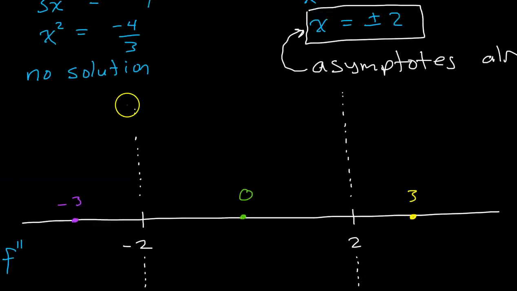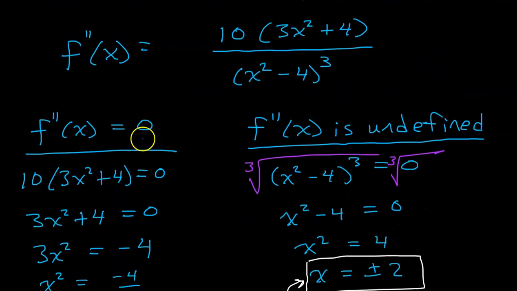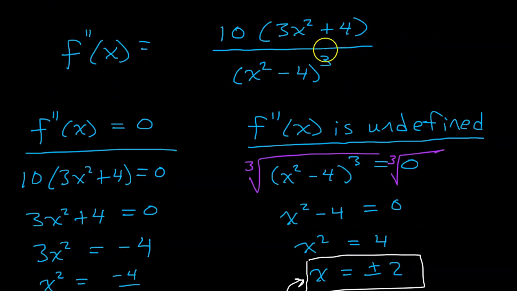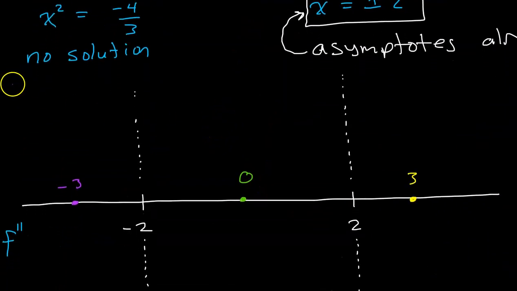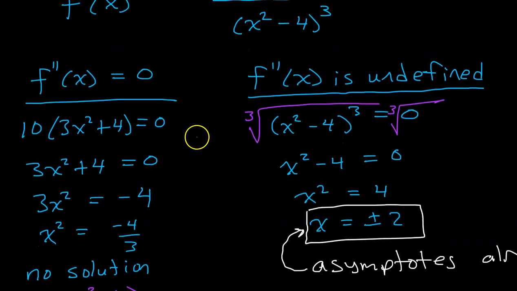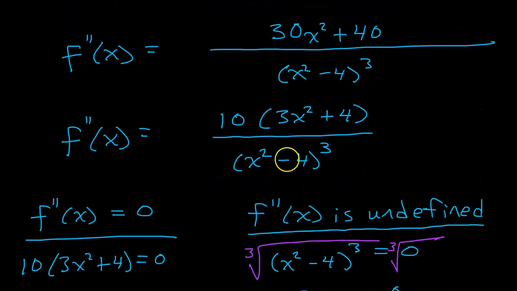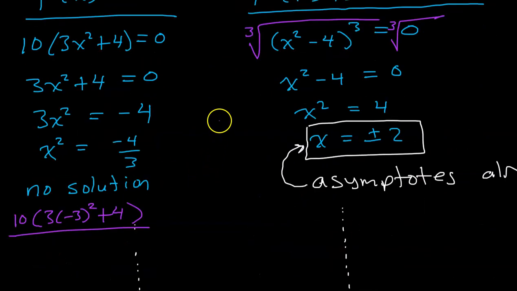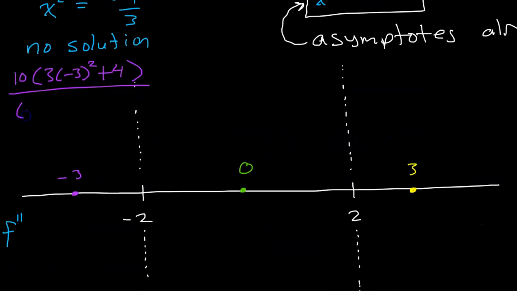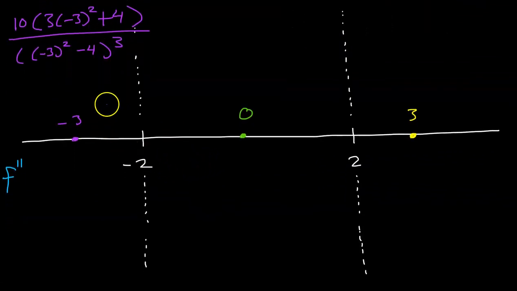Okay, those will be our test values. So let's start with negative 3. So how did that thing go again? All right, so we have 10 times 3x squared plus 4, so we're going to have 10 times 3 times negative 3 squared plus 4 over x squared minus 4 cubed. Okay, so we're going to have negative 3 squared minus 4 cubed. All right, so now I can stop scrolling up all the time.